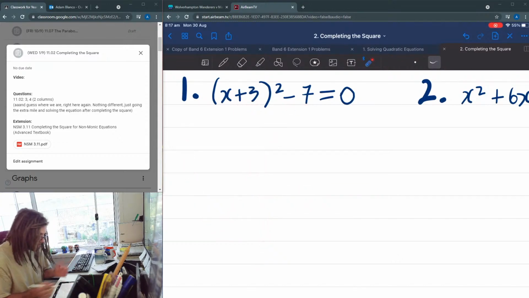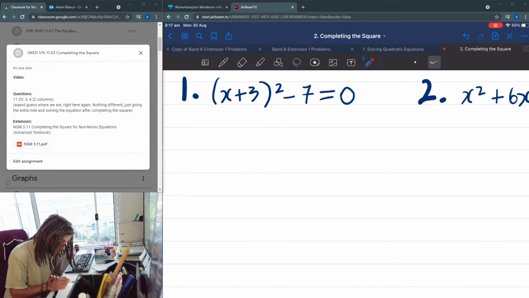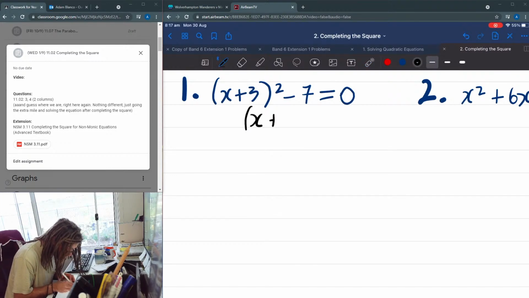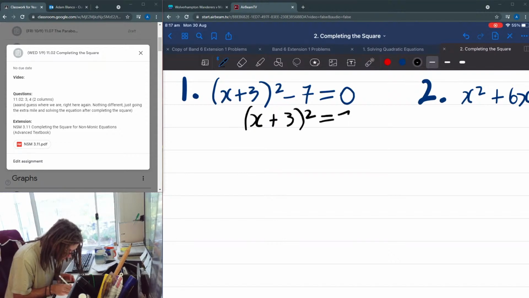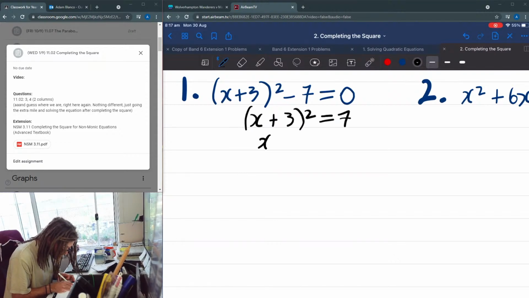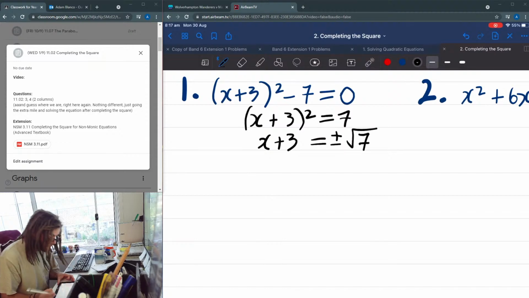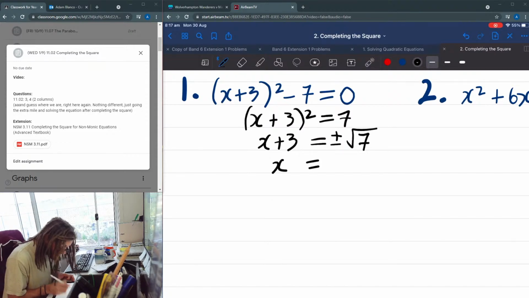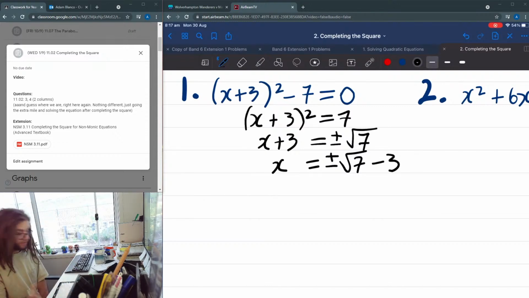That's nice and easy. Now, if I wanted to actually solve this as an equation, I would just do it as if it was a 3-step equation. So I'll move the 7 over. So I've got (x + 3)² = 7. I'll take the square root of each side. So x + 3 = ±√7. x equals, and just leave it like this, −3 ± √7. Leave it exact. That is perfectly fine.